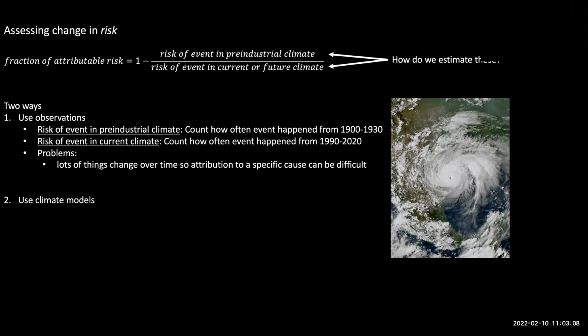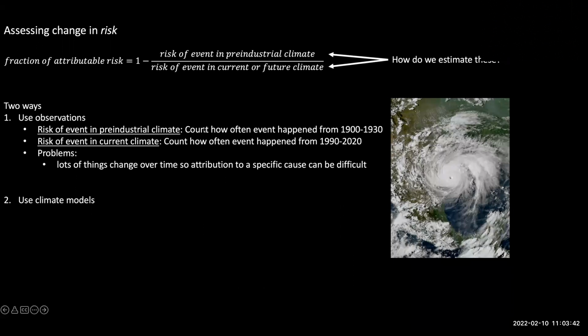With, for example, fires, this would be a big problem because so many other things are changing over time. So we have this long-term buildup of fuels, we have population changes, we have people moving into the wildland-urban interface over the same time period. And so you wouldn't just be able to compare fires over one period of time and the previous period of time and then necessarily be able to attribute all that to increased greenhouse gas concentration. So that's an issue with observations.